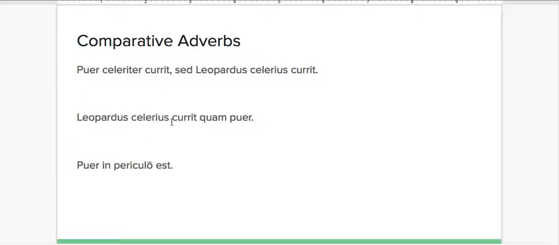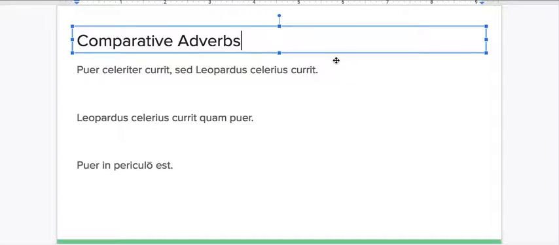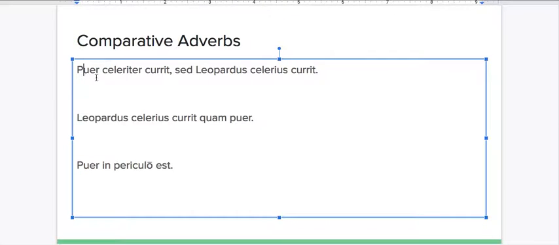So now we're going to look a little bit at comparative adverbs, and these can sometimes have fatal consequences when we use a comparative adverb versus a regular adverb. So we notice in this sentence, puer currit celeriter. So what does the boy do? The boy runs, currit, right? The boy runs quickly. Sed leopardus currit celerius.